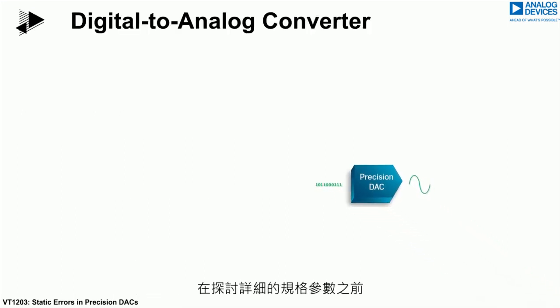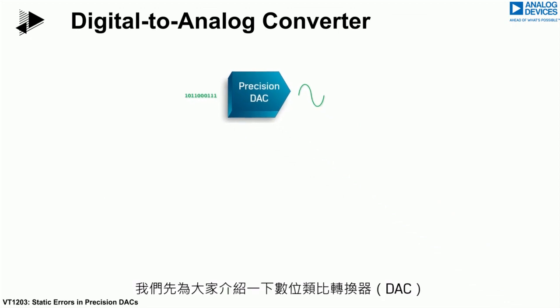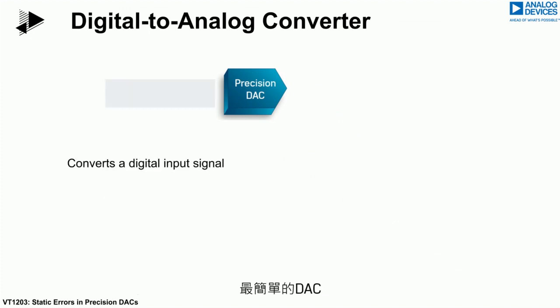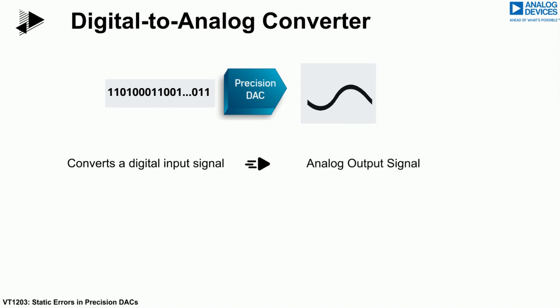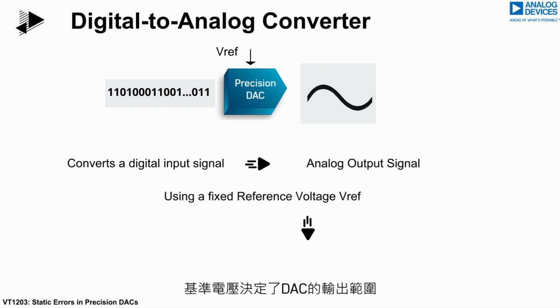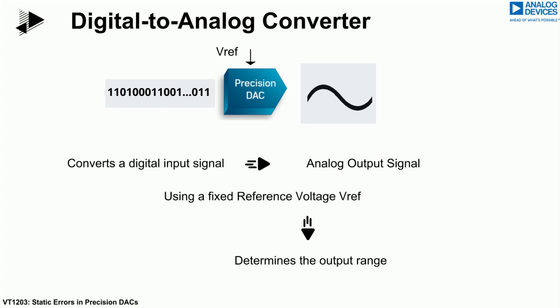Before diving into detailed specifications, we will quickly remind you what a digital-to-analog converter, or DAC, is. A DAC, in the most simple form, converts a digital input signal, ones and zeros, into an analog output signal. This is done with respect to a fixed reference voltage value. The reference voltage determines the output range of the DAC.